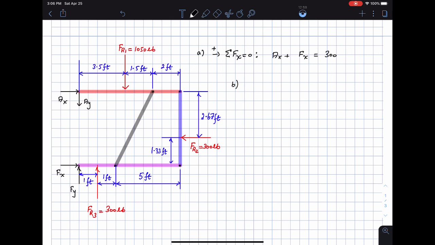The second thing I can do is sum forces in the y direction and set that equal to 0. What are the forces in the y direction? I have 1050 and then I have 300. So ay and fy are related in the following manner: fy plus 300 minus ay minus 1050 is 0, or fy is going to be ay plus 750.